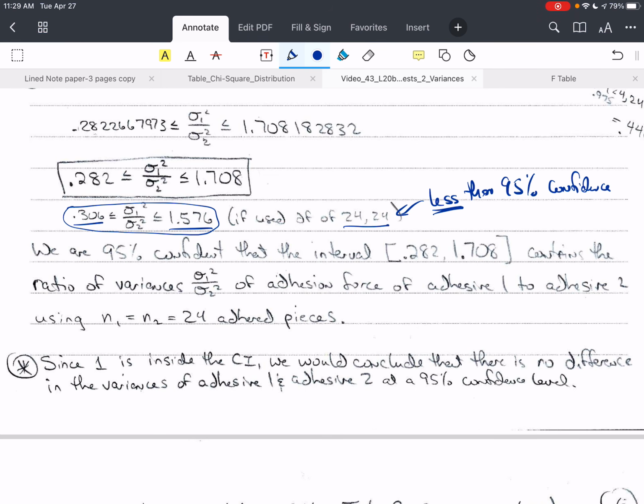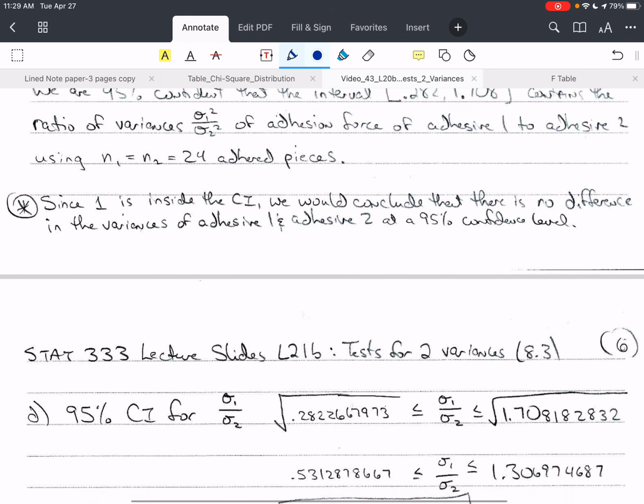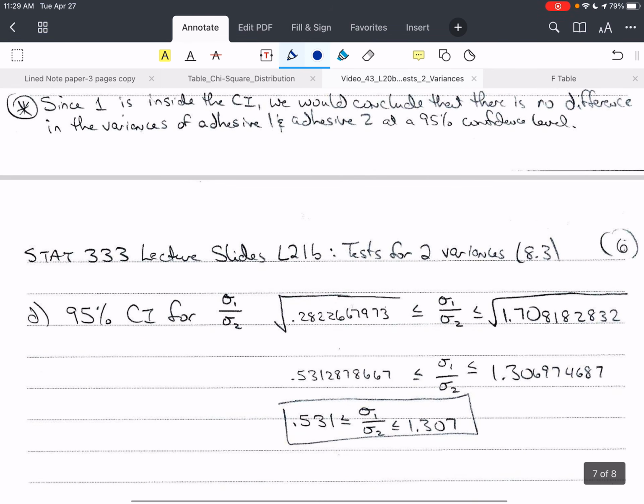So when we're looking at this ratio, this interval goes from less than 1 to greater than 1. When 1 is in these confidence intervals for the ratio, we can't say that there's any difference in them. And we had concluded that with the test before. And so for sigma 1 over sigma 2, here is the confidence interval. We'd simply take the square roots.